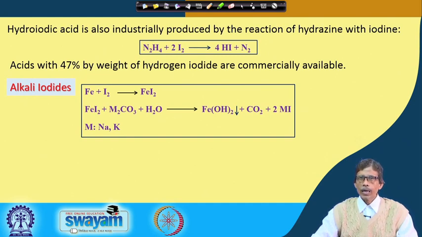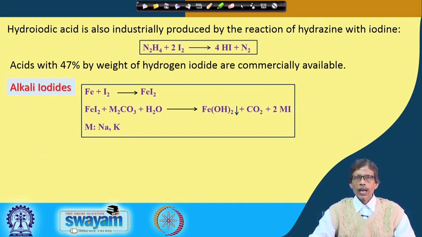When iron powder is allowed to react with iodine, in the powder form which nowadays we also call iron nanoparticles, the small iron particles can directly react with iodine, and iodine can function as an oxidizing agent. This will produce your ferrous iodide, FeI2, and that ferrous iodide can be reacted with the corresponding sodium or potassium carbonate and water.